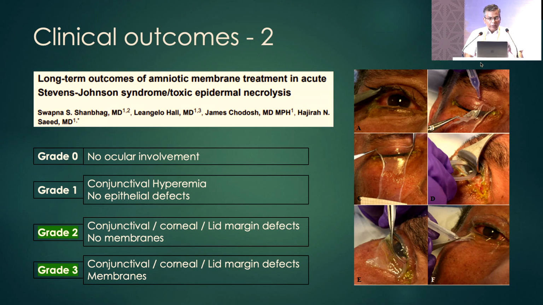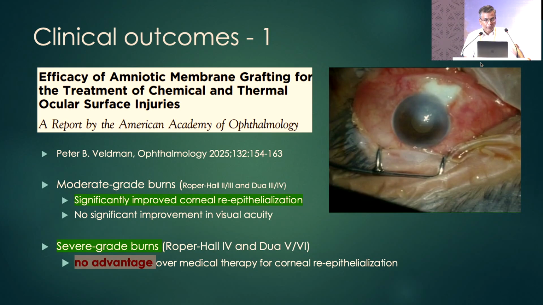Studies have shown that amniotic membrane is extremely important in acute Stevens-Johnson syndrome patients, especially in grade 2 and 3, where it greatly reduces the probability of persistent epithelial defects in the cornea and also associated stromal melt. However, an amniotic membrane cannot prevent a stem cell deficiency. That is basically the role of systemic immunosuppression, which is very important in the early stage of Stevens-Johnson's.